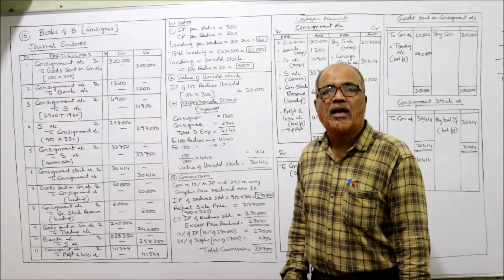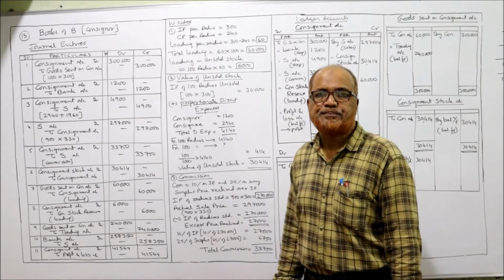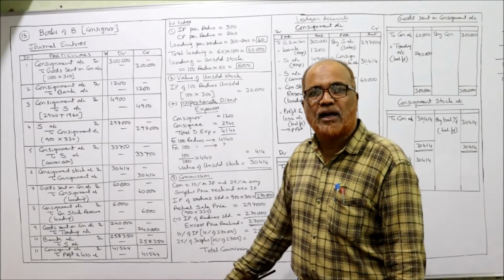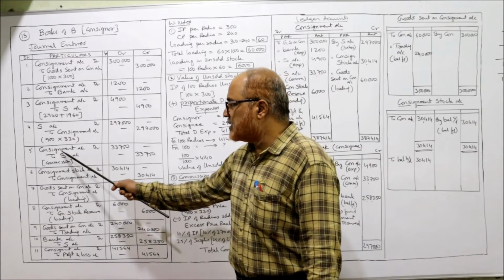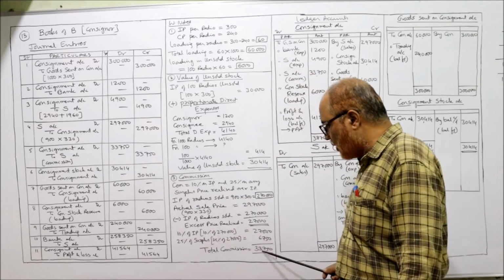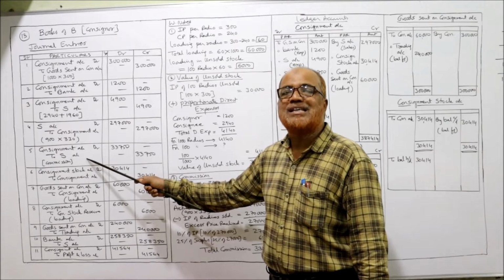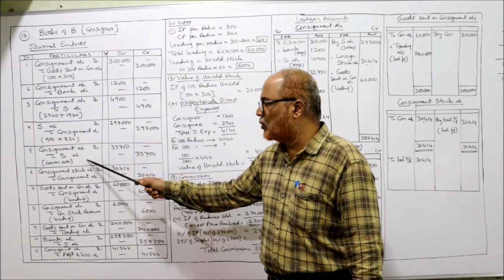So the entry will be consignment account debtor to S account, 33,750. Just now I told you how we got it. Being the commission due to consignee.